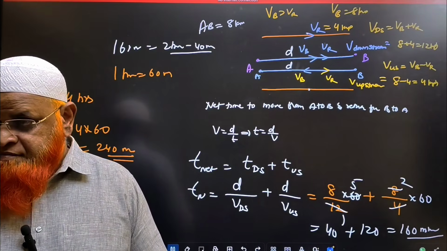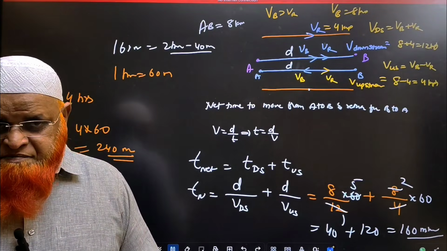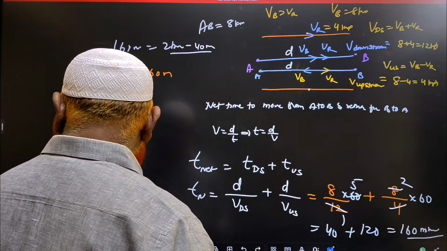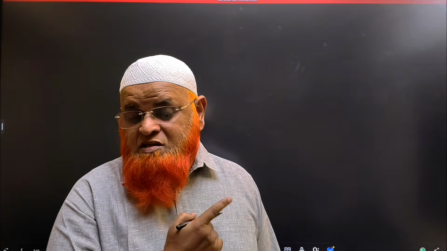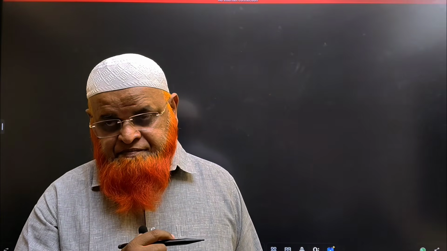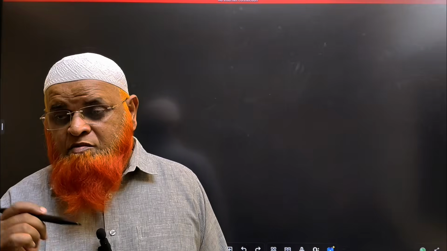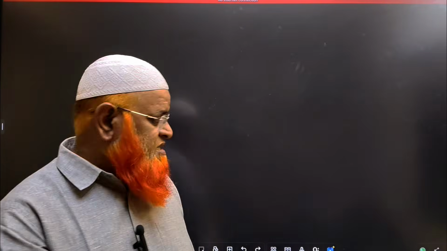Downstream and upstream. Is it clear? Any confusion? That's it. Very good. So now let me go on, what is this problem? This is the concept of inter first year, boat and river concept. There are many problems in NEET and JEE. Today we'll solve some of the problems of NEET and JEE also. Now let us see what's going to happen.